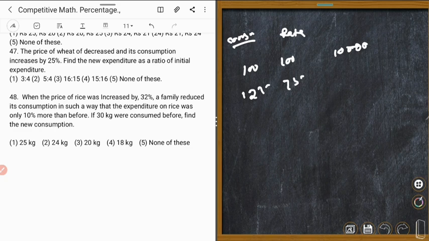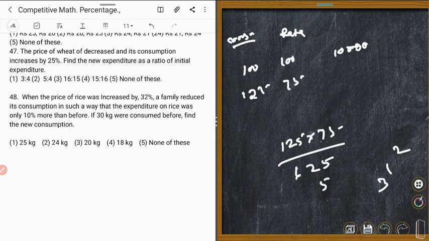Now the expenditure, let's do it. 125 into 75. 5 fives are 25. 5 twos are 10 plus 2 is 12. 2 ones, 1 five, 6. Next, 7. 7 fives are 35. 5 threes, 7 twos are 14 plus 3, 17. 7 ones, 7, 1 eight. So that is 9375. Could you understand?